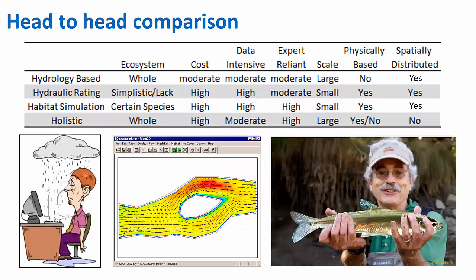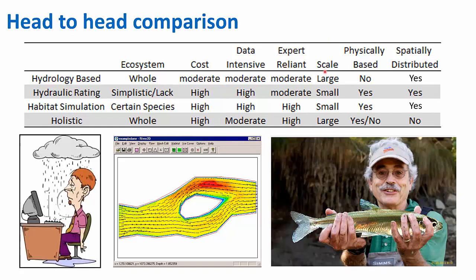So finally, let's have this head-to-head comparison. We talked about some of these hydrology-based methods, and some of them try to encompass the whole ecosystem. Some of them might be centered more on a given species. Some of them, as we mentioned, might be more data intensive. Some might be highly expensive, more expensive than others. Some might be less reliant or more reliant on the experts.